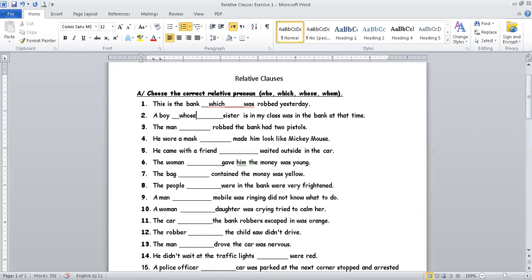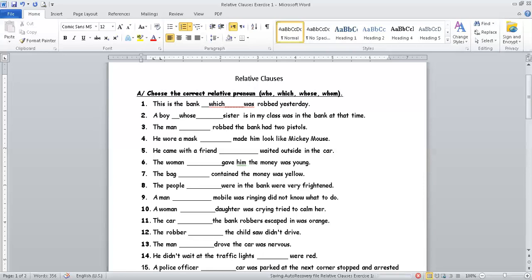And the sentence now is, a boy whose sister, and we mean his sister, is in my class, was in the bank at that time. Is it necessary to use the relative pronoun whose? Yes, always use whose. Whose cannot be dropped. It's necessary always to use whose.